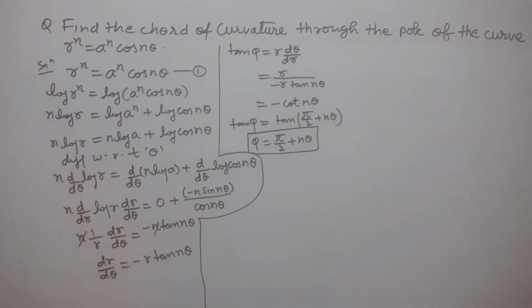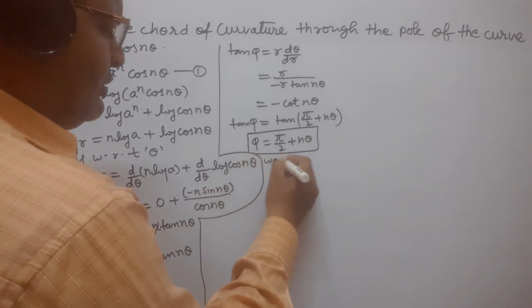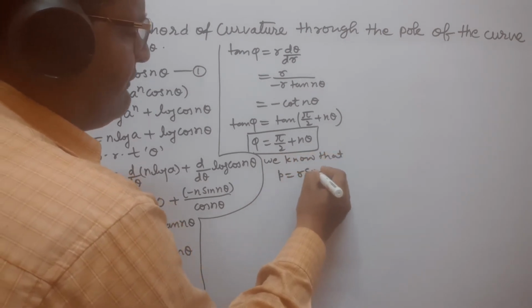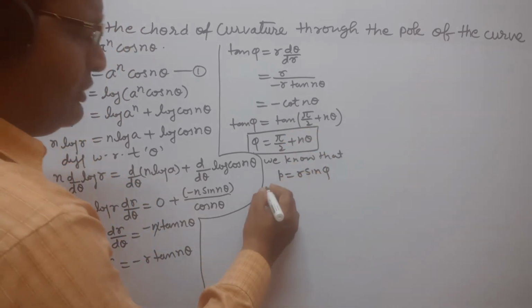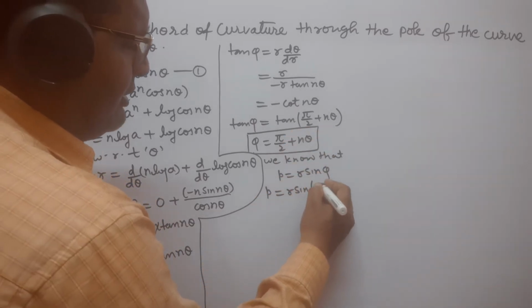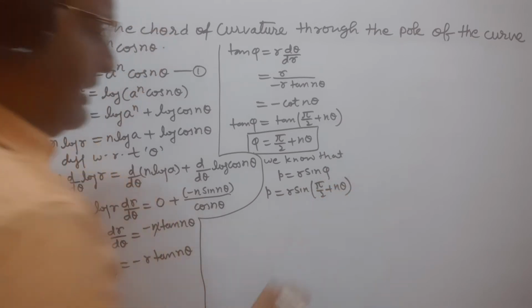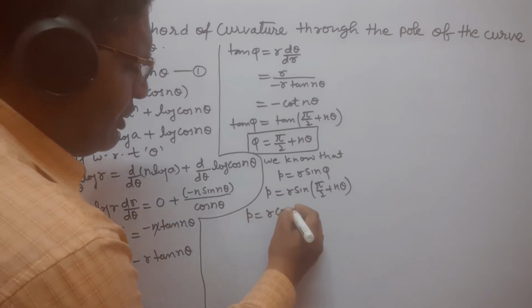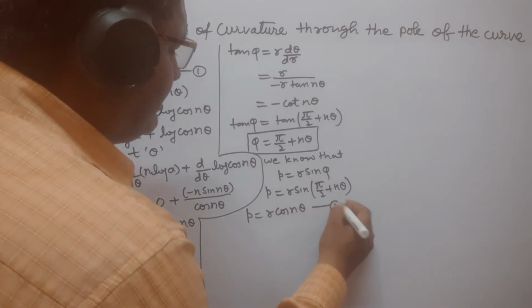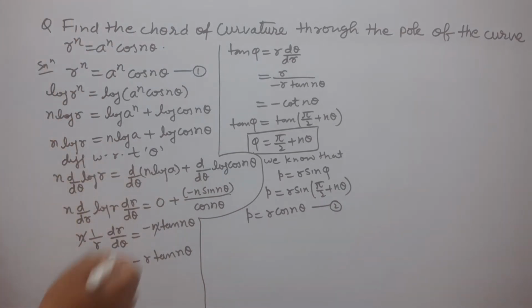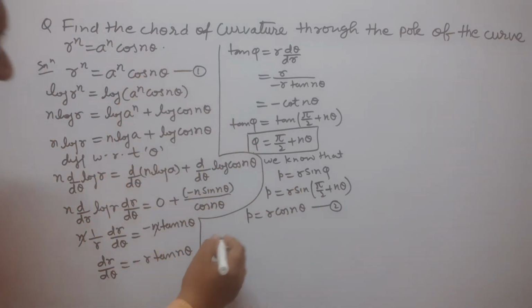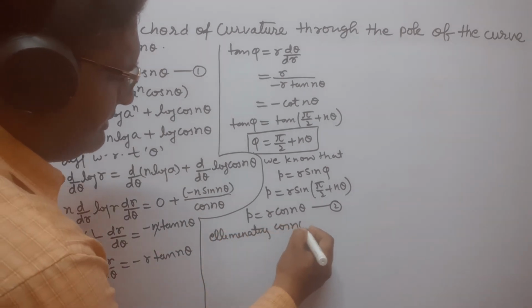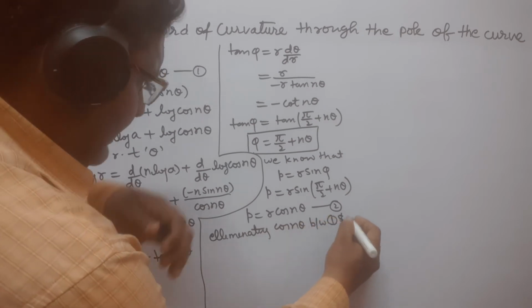Now from both the sides this tan is cancelled out, so phi is equal to pi by 2 plus n theta. Now we know that p is equal to r sin phi. Now we put here the value of phi, so we get p is equal to r sin pi by 2 plus n theta, and sin 90 plus theta is equal to cos theta. So this is r cos n theta. Suppose that this is equation 2. Now we eliminate cos n theta between first and second.